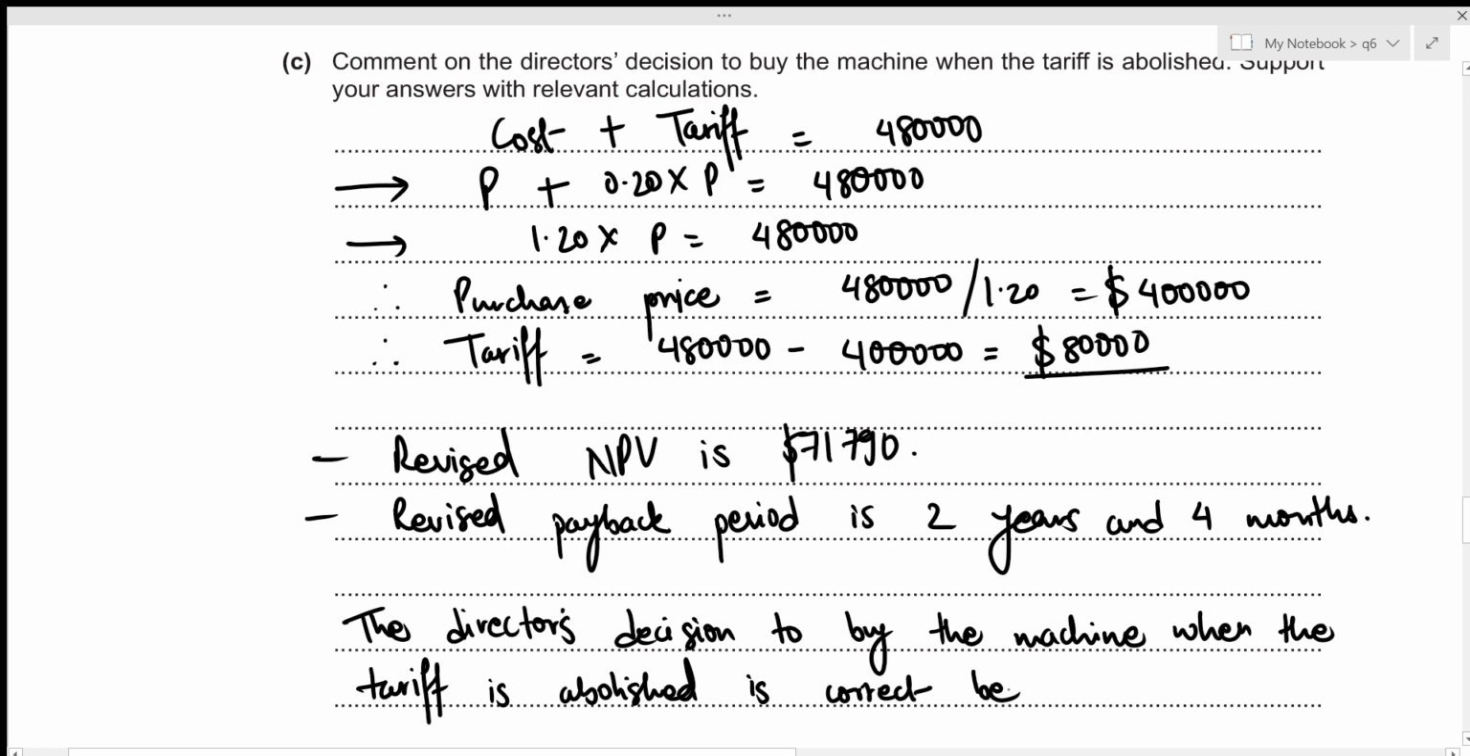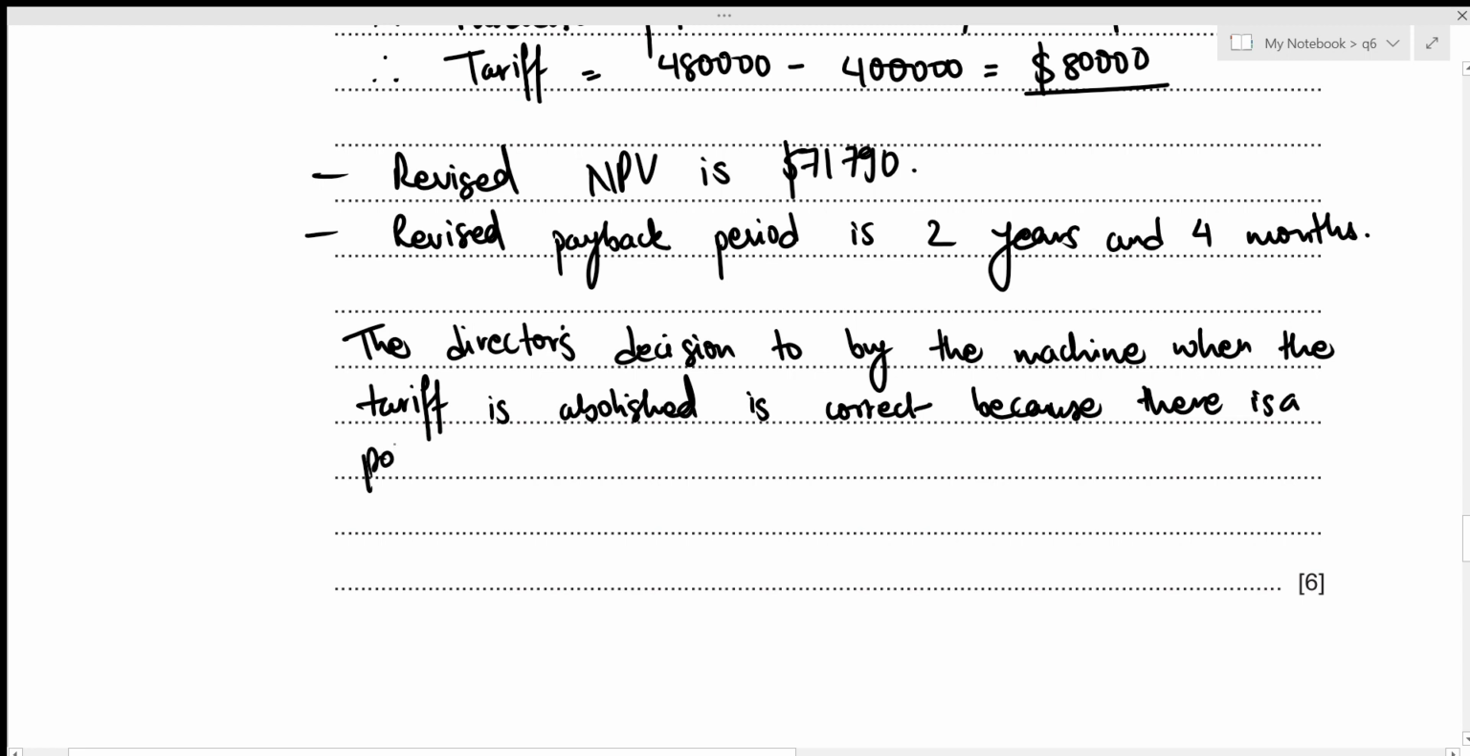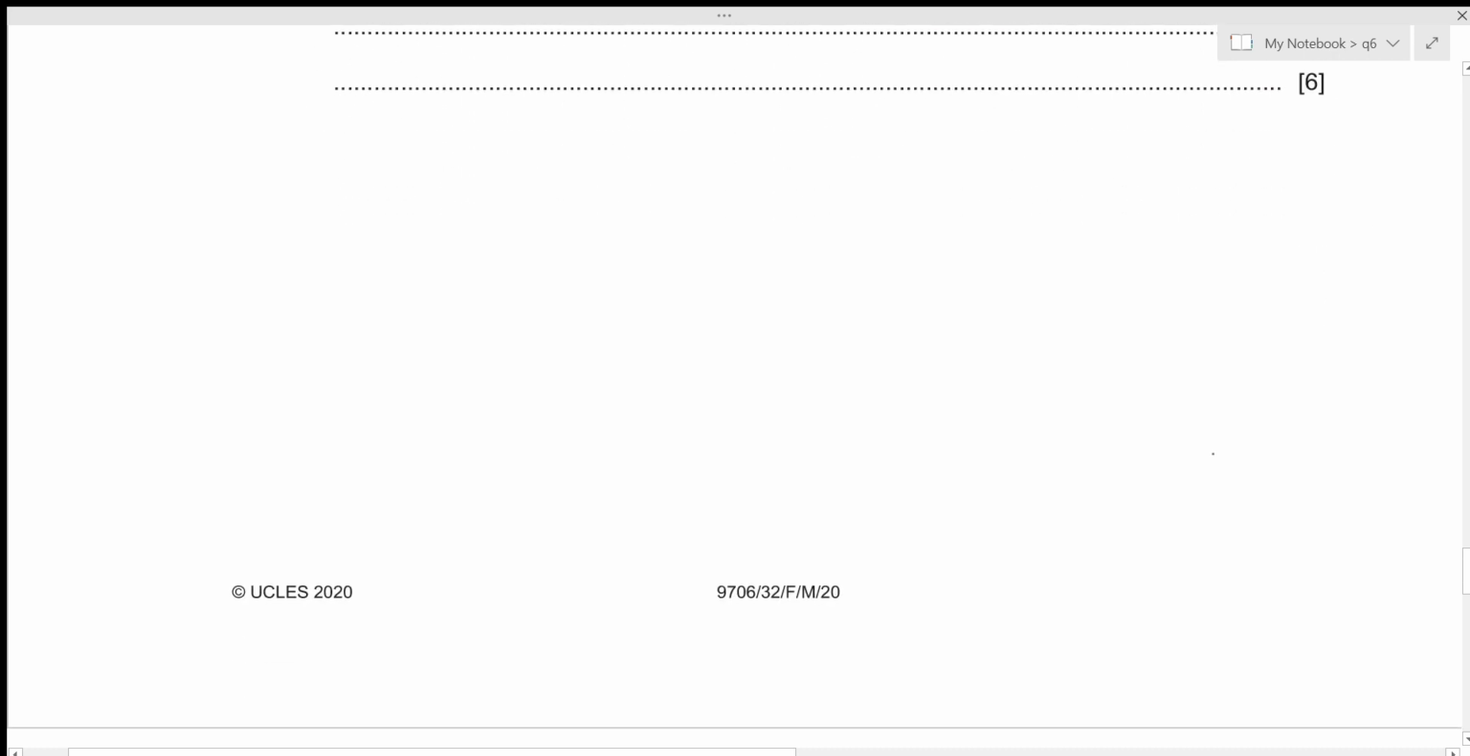because there is a positive net present value and a shorter payback period. Alright, this concludes the third part of this question. We can now move towards the fourth one.